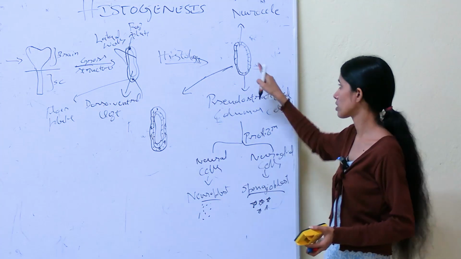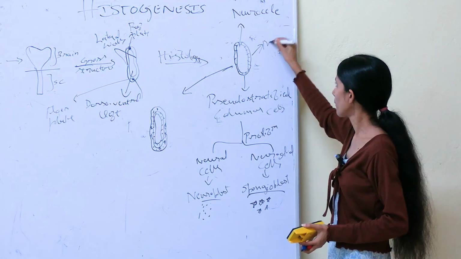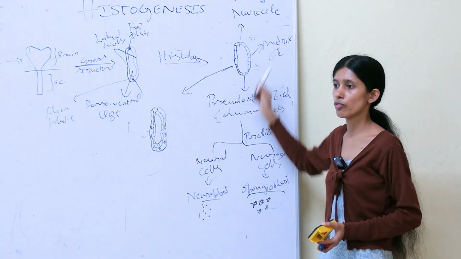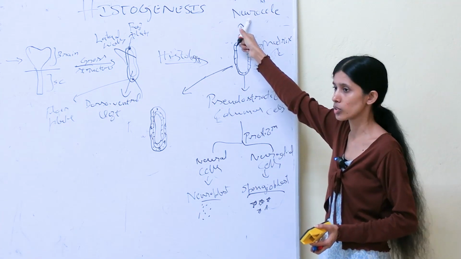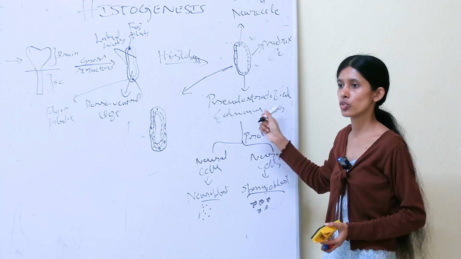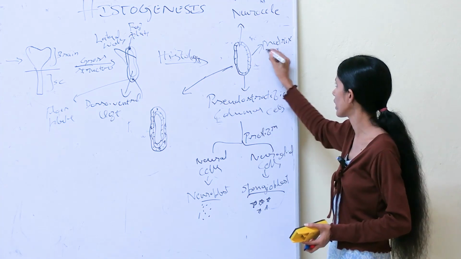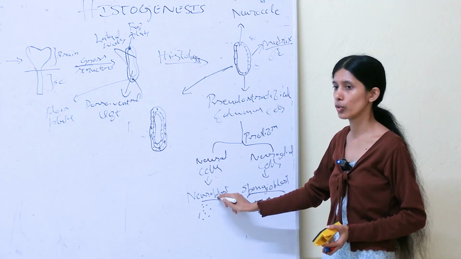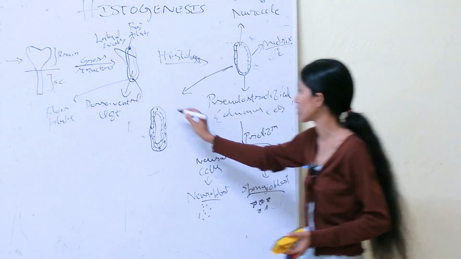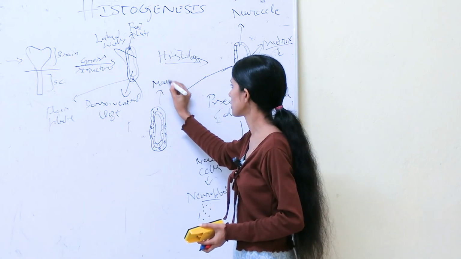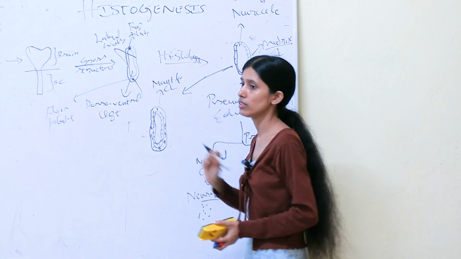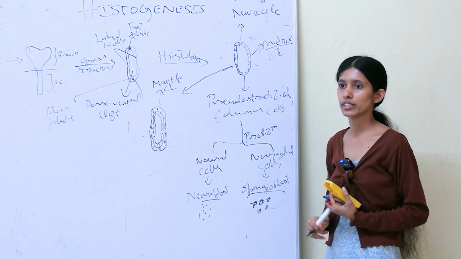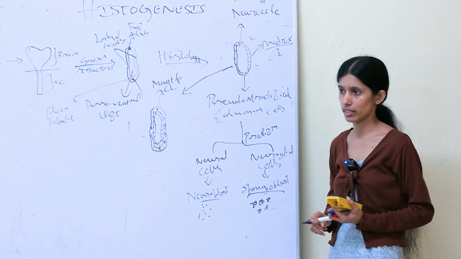The first layer is called the matrix cell layer. The very first layer, the neurocele lined by pseudostratified columnar cells, is called the matrix cell layer. The next cell layer, formed by the neuroblast and spongioblast cells, is called the mantle cell layer. M-A-N-T-L-E, mantle cell layer. Okay.